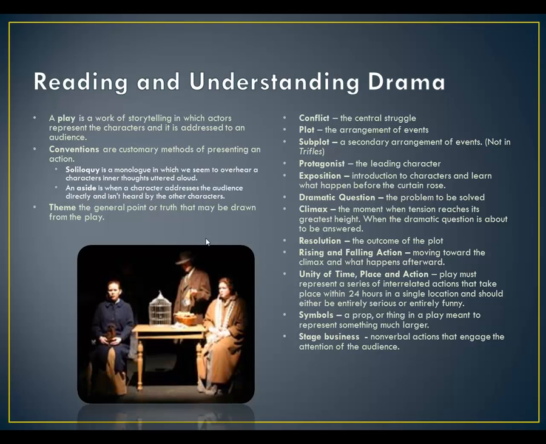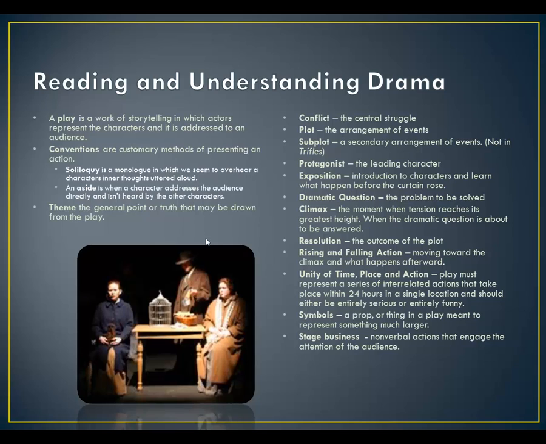For example, if you're watching or reading a play like Antigone, which is an ancient Greek play, it wouldn't be surprising to come across a chorus. A chorus is just a group of citizens on the stage next to the main character, and they provide their feedback during the play. Another convention is the soliloquy.